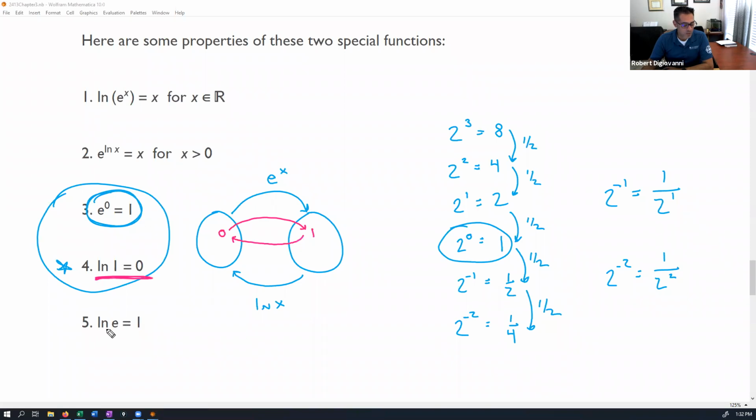All right, and then this last one, natural log of e is 1. That's because the exponent here on the e is 1. And it's actually this first property right here. See, natural log of e to the x is x. Well, if x is 1, then the answer is 1. All right, is this kind of coming back a little bit? Like, yeah, I remember kind of seeing this.